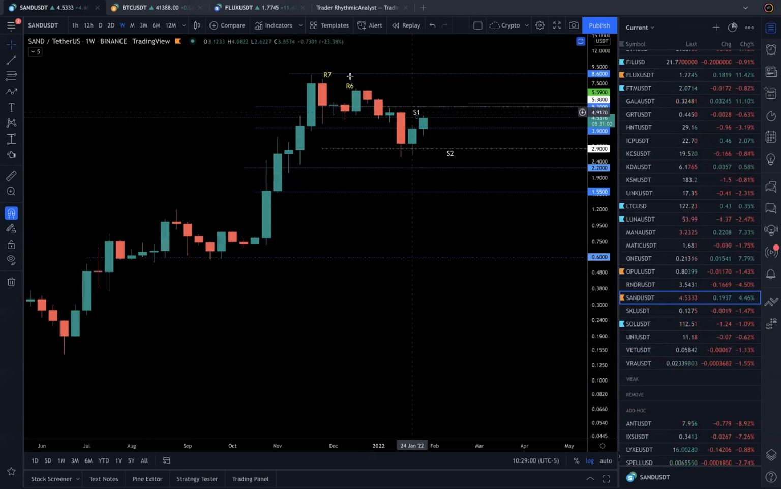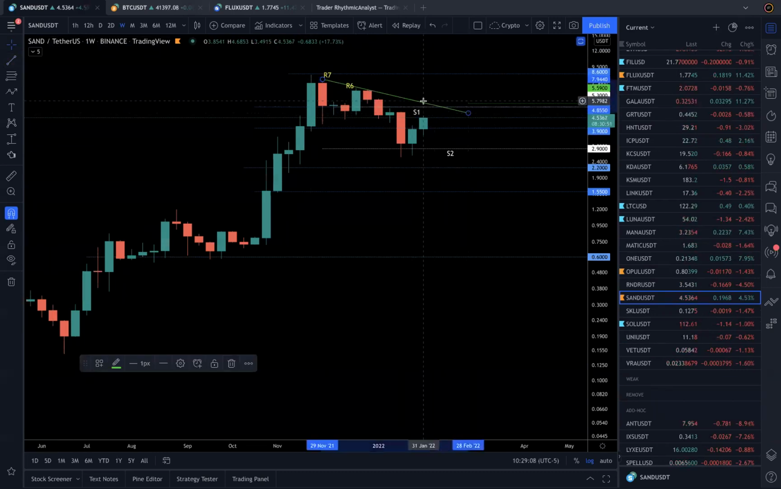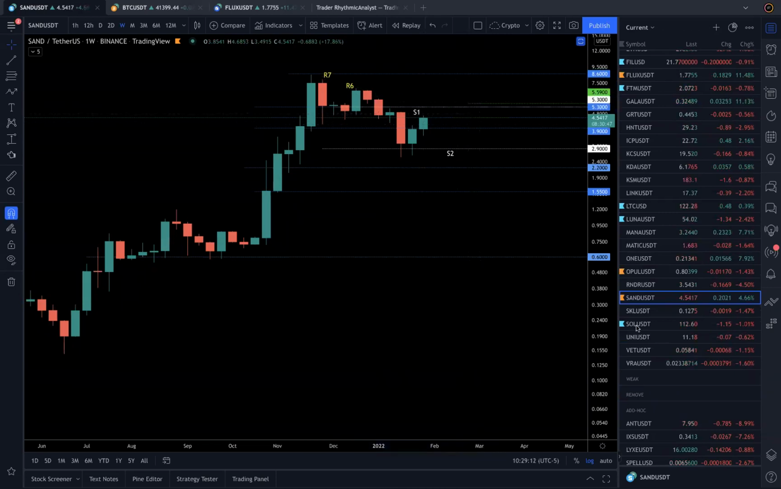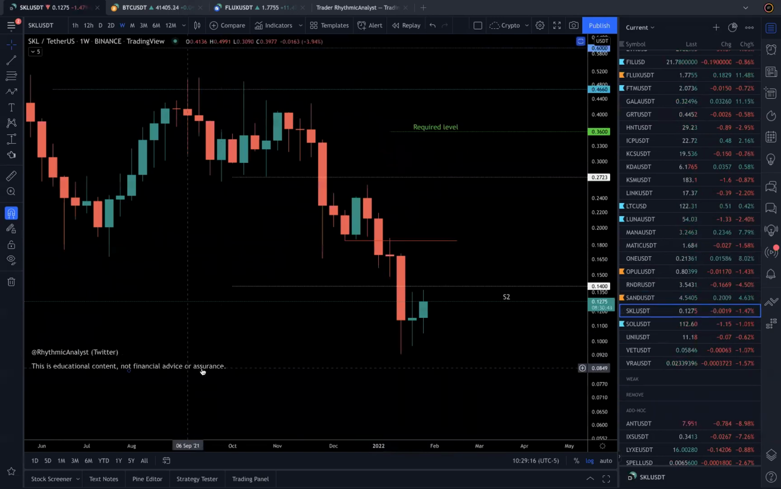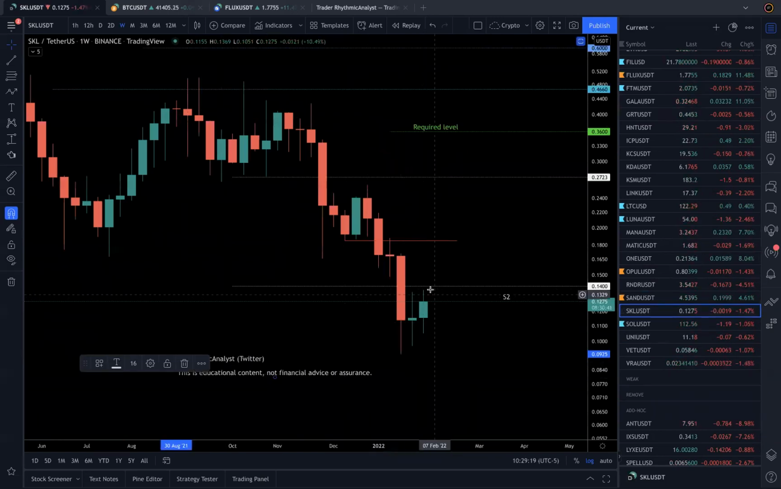Sandcoin looking good. It's about to break above the descending line on a weekly basis. I think it's getting close. Not yet. Yeah, looking strong. SKL is a second week better. It's trying to break above S2 at this moment. This week is better than last week.